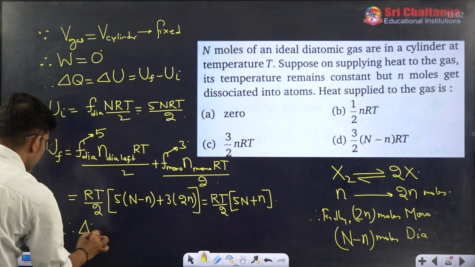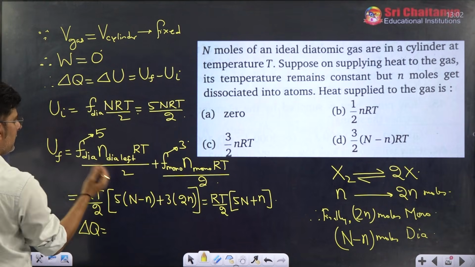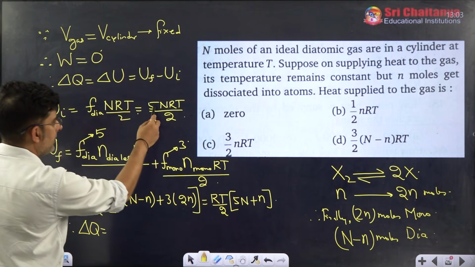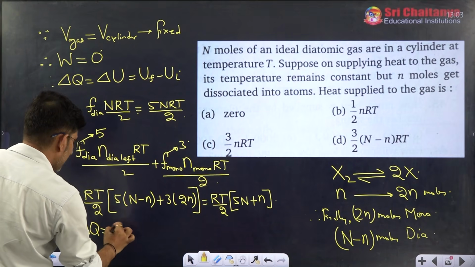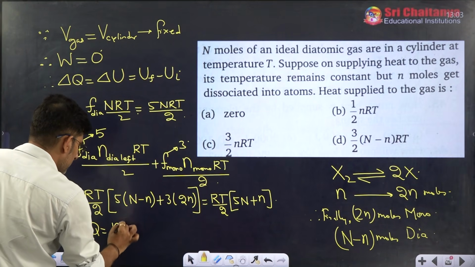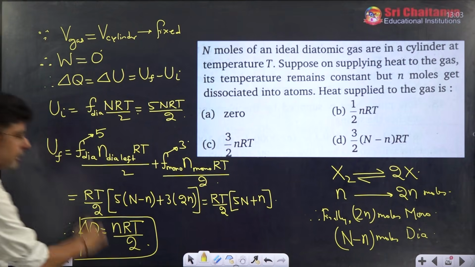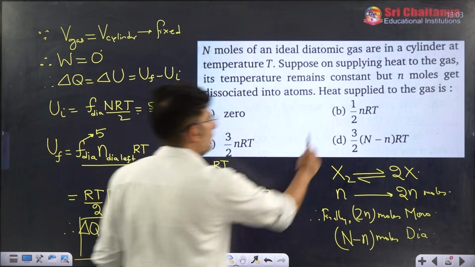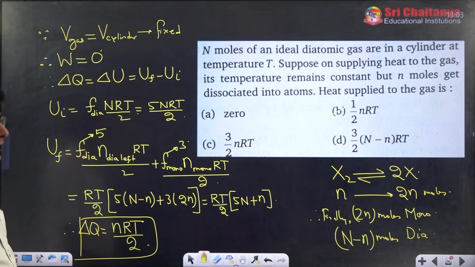So delta Q is U final minus U initial. So when you write U final minus U initial, you can see 5 capital N, 5 capital N cancels. So you get simply nRT by 2, small nRT by 2. Which one will be the correct option? The second option will be the correct one. I hope this is clear to all of you.